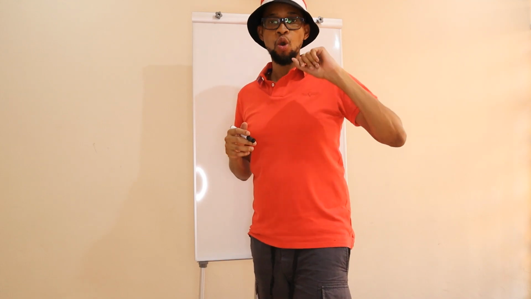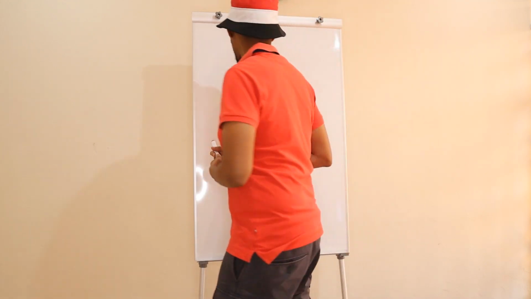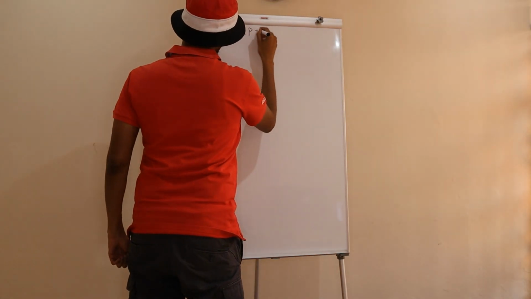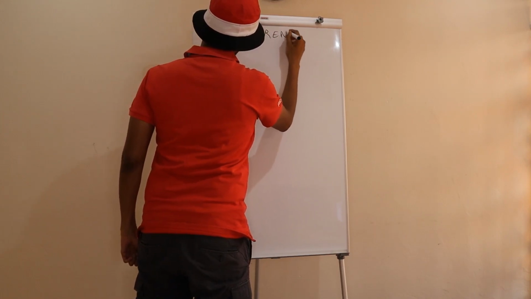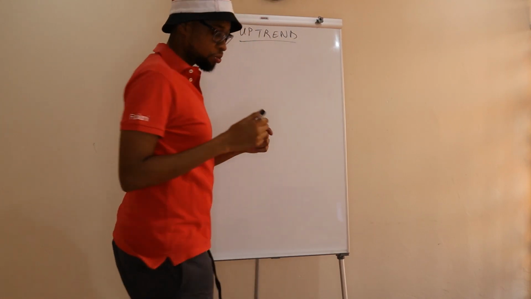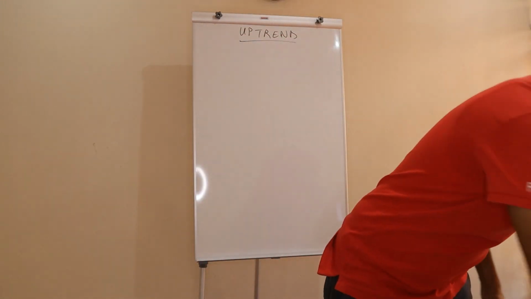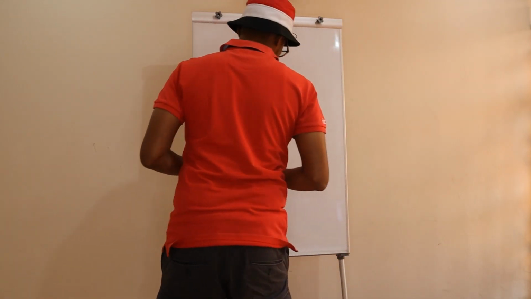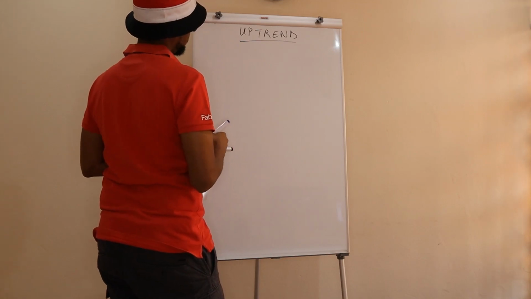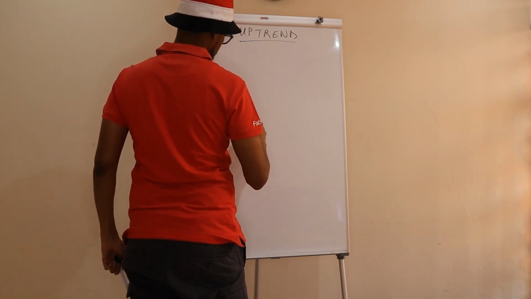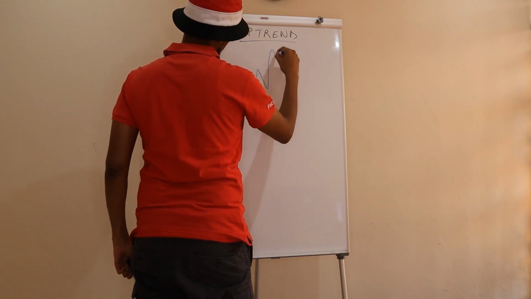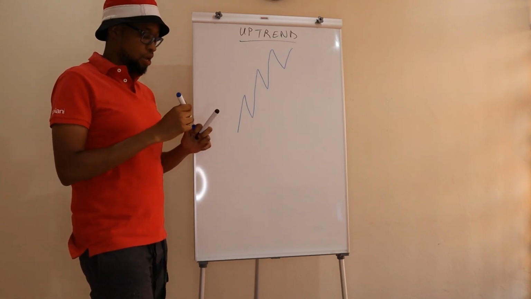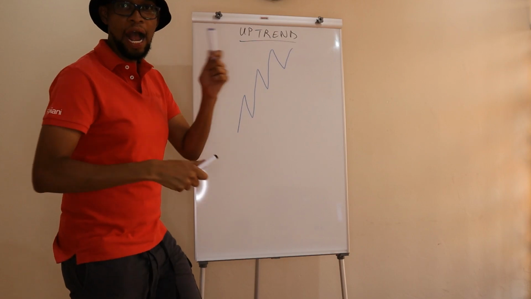So let me just show you what an uptrend looks like. This will be an uptrend, and with the uptrend I mostly like using the blue color just to show you guys that the market is going up. So basically this is what we look at. This looks more like an uptrend. It's like you're going up the stairs, you understand?